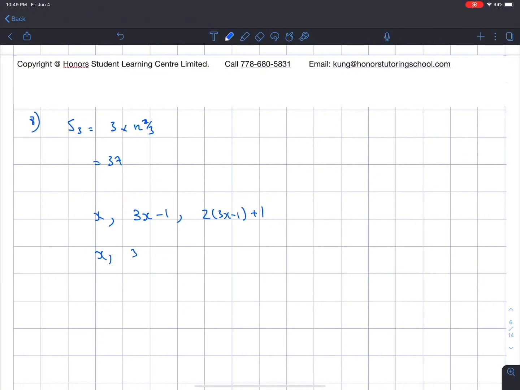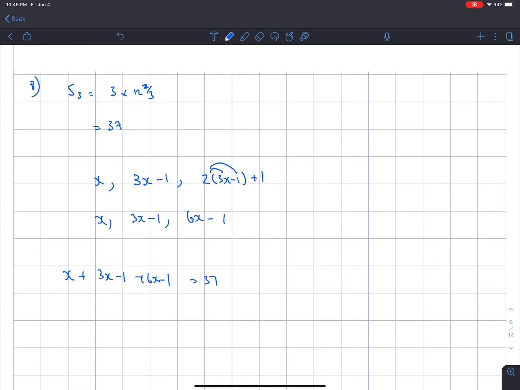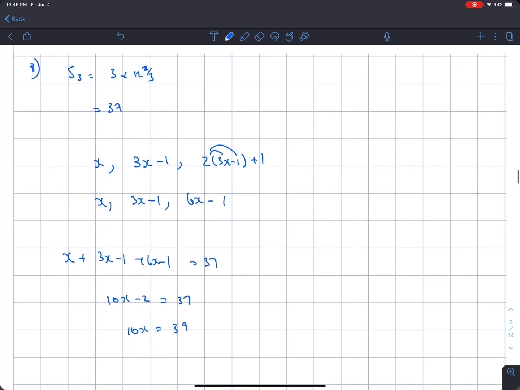So we have x, 3x minus 1, and 6x minus 2 plus 1, right? I just distribute in, and negative 2 plus 1 is negative 1. So now we can just add these. x plus 3x minus 1 plus 6x minus 1 equals 37. We get 10x minus 2 equals 37. So 10x equals 39. And x equals 3.9.